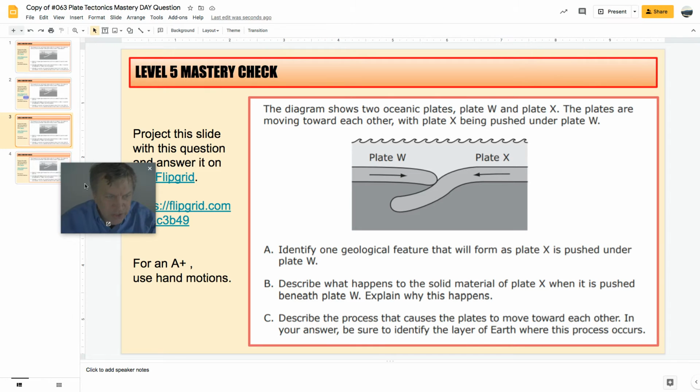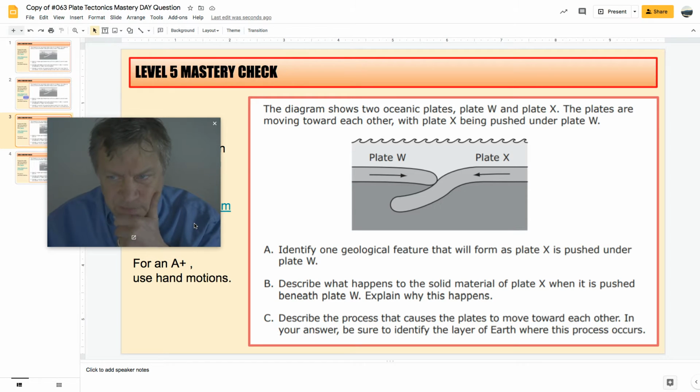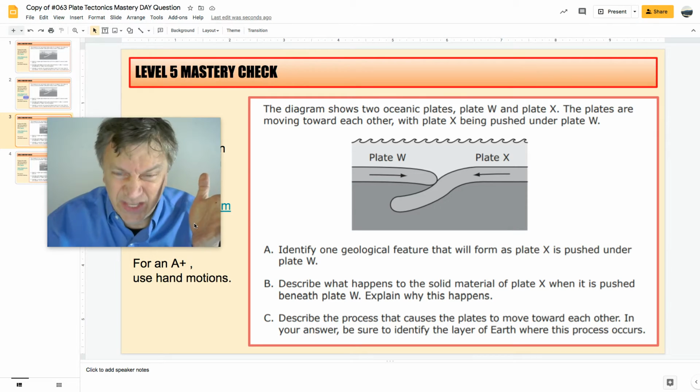Hi, everybody. I thought I would talk to you a little bit about this question to get you started on it. The challenge here, this is a state question. And basically the trick of this is you got to read it and analyze it a little bit.